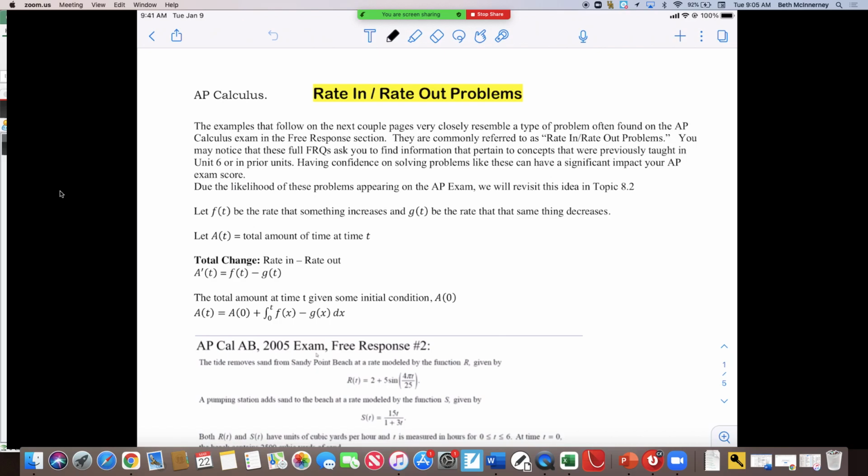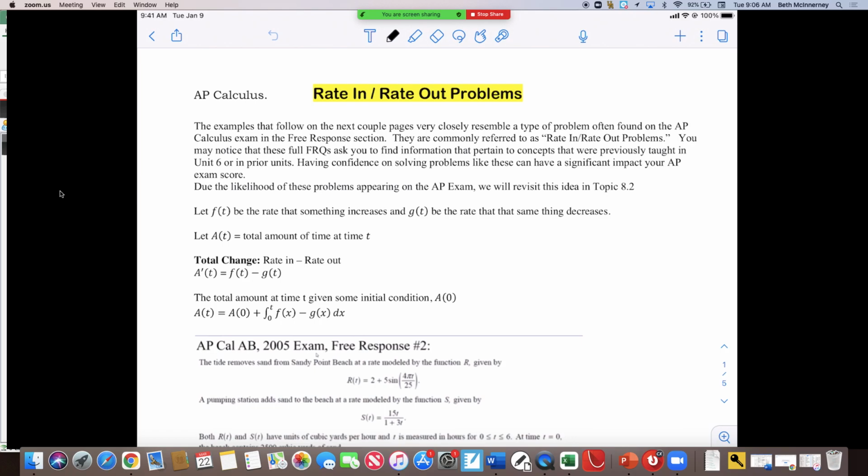Rate in, rate out problems. This is typically one of the 6 free response questions on the AP exam. You may notice that these free response questions will ask you to find information that pertain to concepts we've previously looked at. Having confidence on solving problems like these can have a significant impact on your AP exam score. So we are going to revisit this when we hit chapter 8 as well.